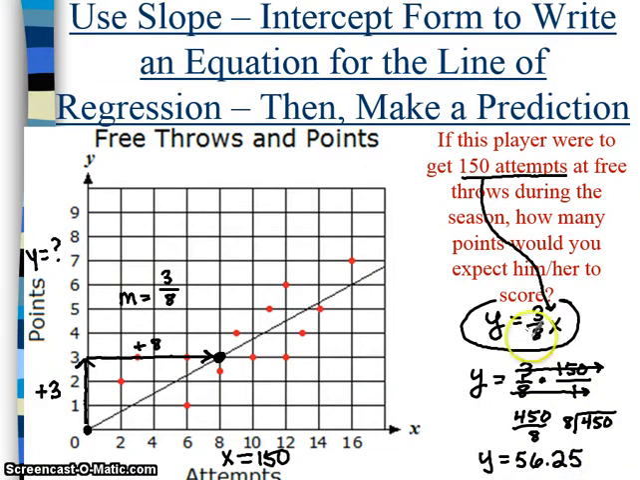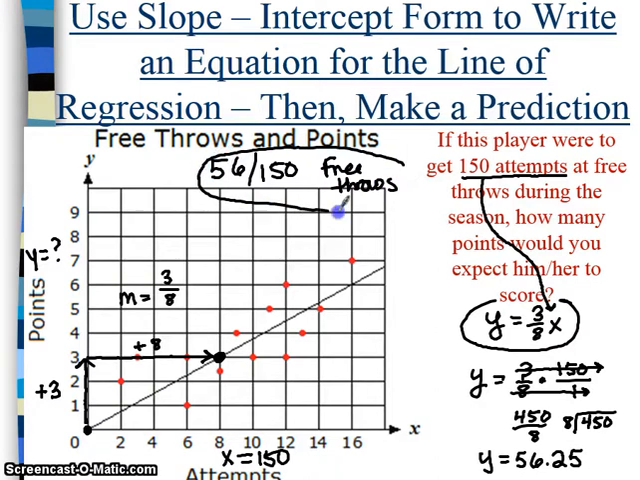56.25. Now, free throws need to be whole number free throws. You can't make a quarter of a free throw, so we would have to round this down to 56. So we can expect this player to make 56 out of 150 free throws. And we would write that in a sentence if we had a little bit more room.